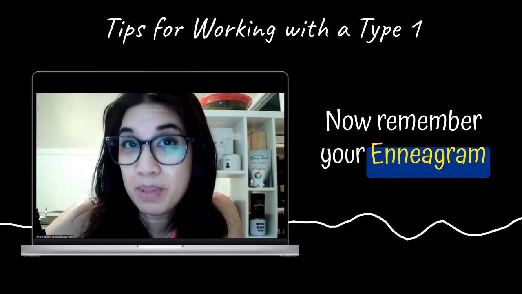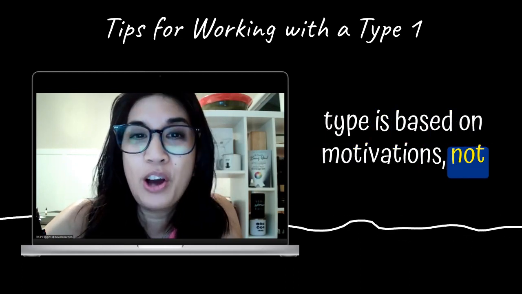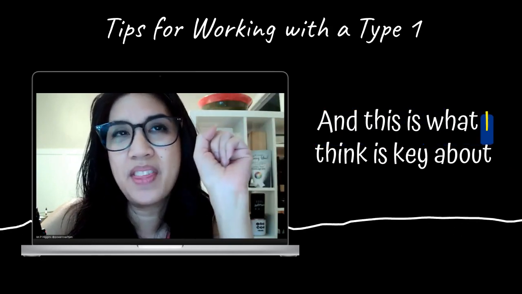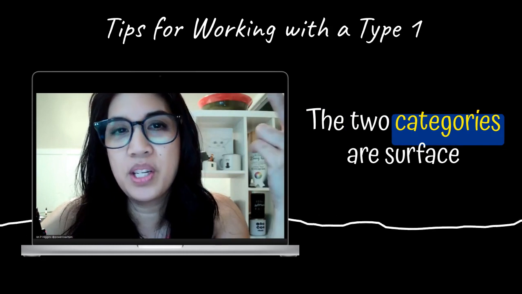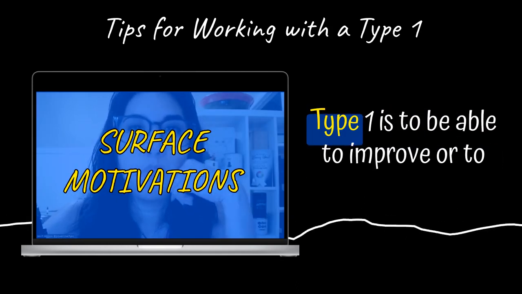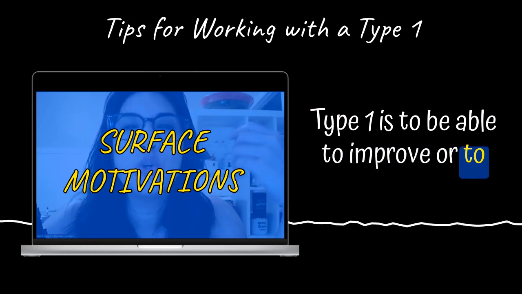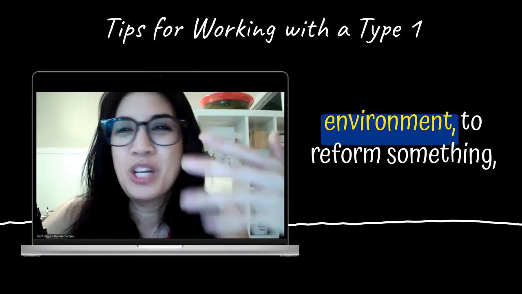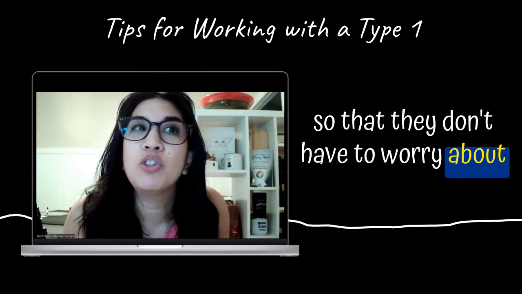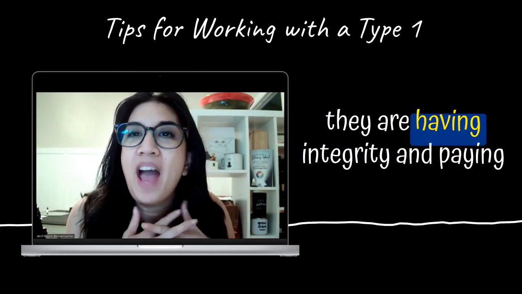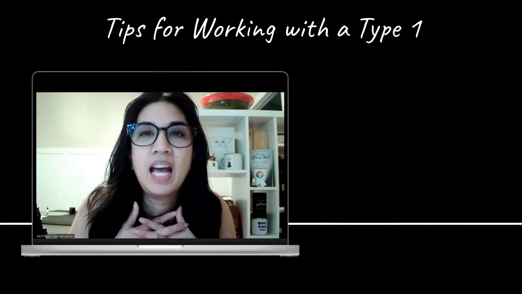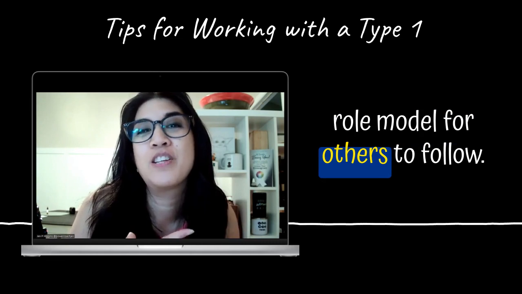Now, remember, your Enneagram type is based on motivations, not your behaviors. And I want to break those motivations down into 2 different categories. And this is what I think is key about my approach. The 2 categories are surface motivations and core motivations. Now, the surface motivations of the type 1 is to be able to improve or to reform themselves, people, their environment, to reform something, to improve something, to have structure, to have rules and regulations so that they don't have to worry about doing things wrong or knowing that they are having integrity and paying attention to details to make sure they are in integrity. And this allows them to be a good role model for others to follow.